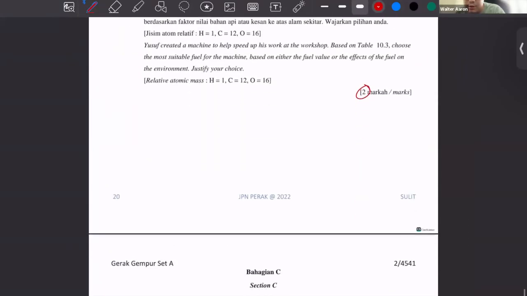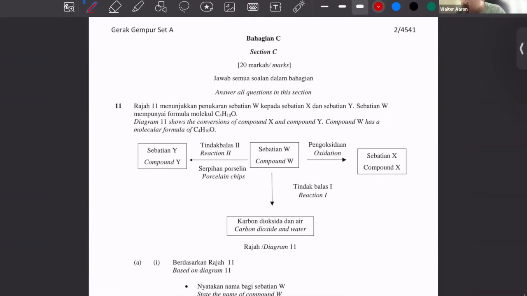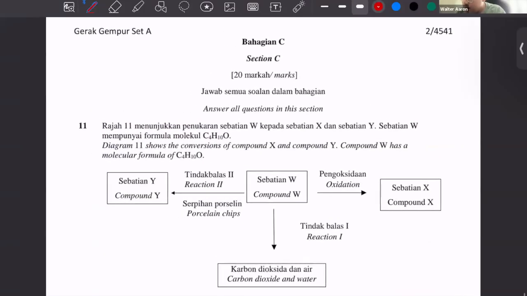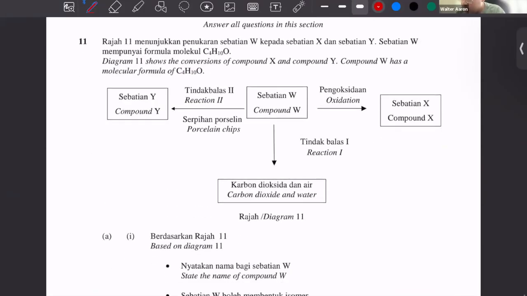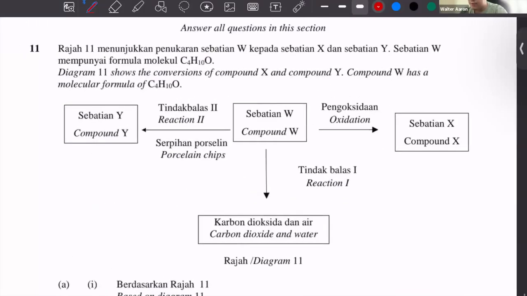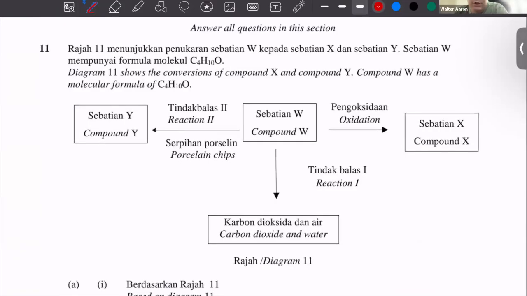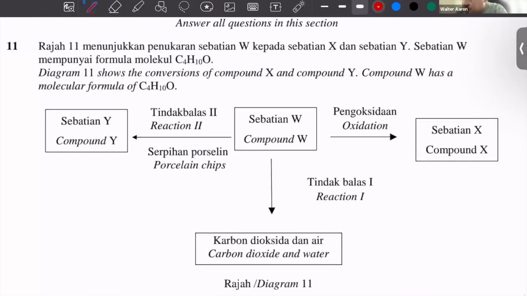Okay, so that's pretty much about section B. Let's go to the last section, which is section C. And you're supposed to answer all the questions over here. So let's go to number 11. So diagram 11 shows the conversions of compound X and compound Y. Compound W has a molecular formula of C4H10O. So we'll start from there.